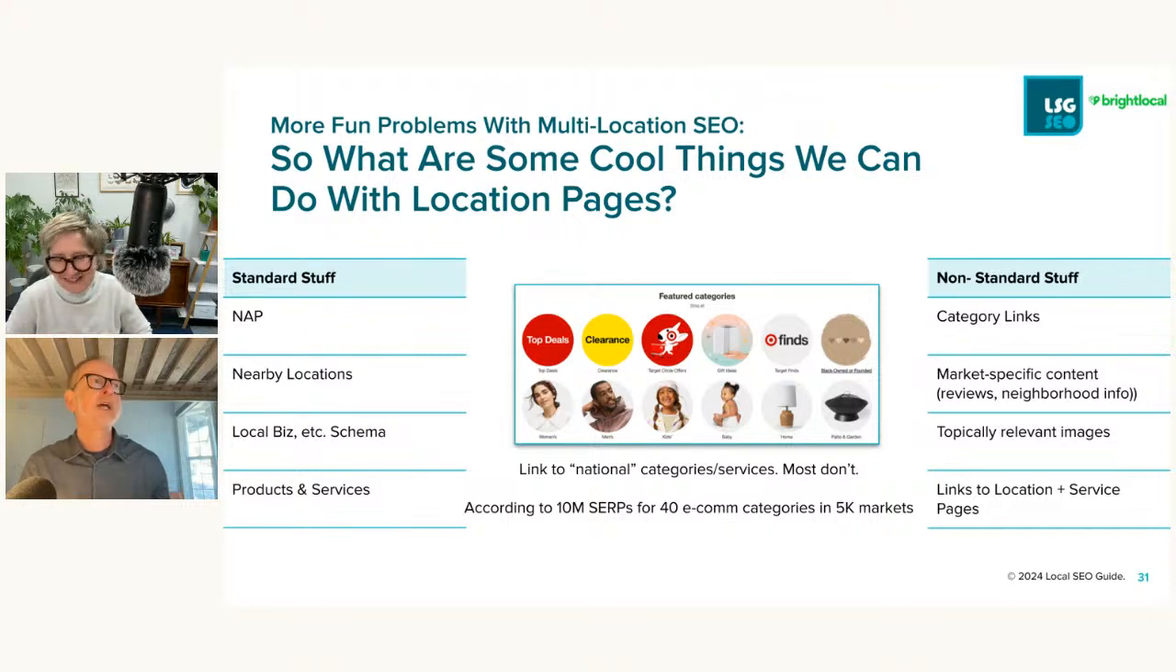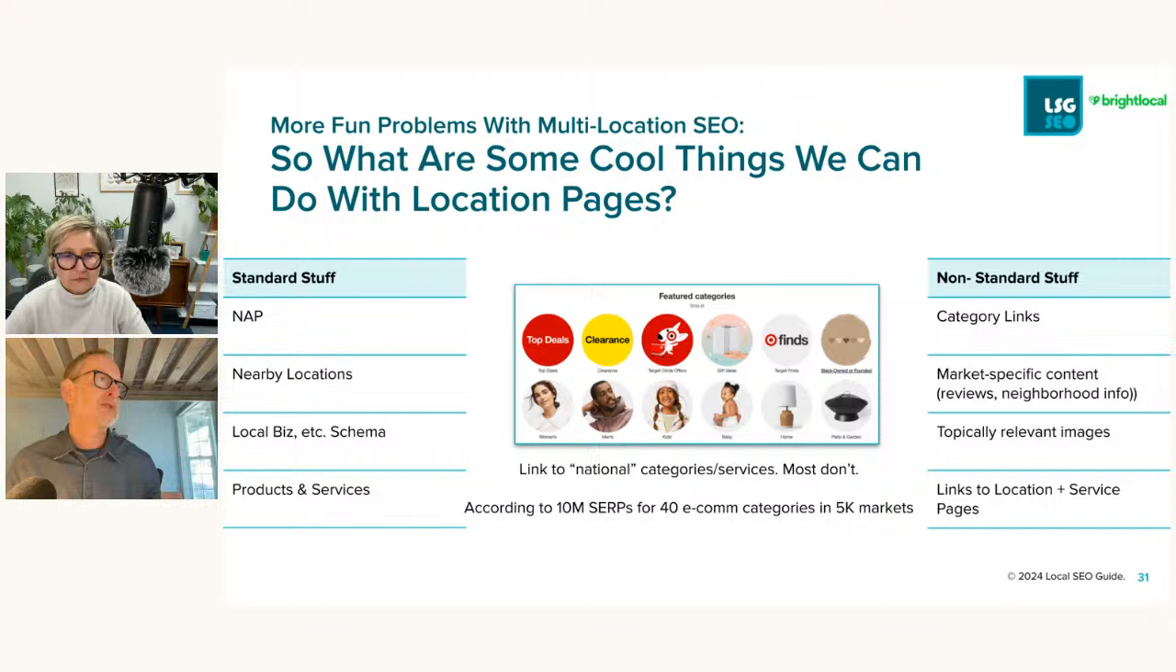Some non-standard stuff. This is what we've figured out over time, looking at a lot of different sites, testing a lot of different things. The number one thing we found that made a difference, particularly for retailer sites, is category links. We looked at about 10 million search results. This is about 3 years ago, for 40 e-commerce categories in about 5,000 markets. And we found that the winners tended to have links to their categories. As an example, at the time, Target was one of the top ranking retailers in these markets for video game stores. And they were the only one of the competitors we looked at that had a link to video games on their location pages.